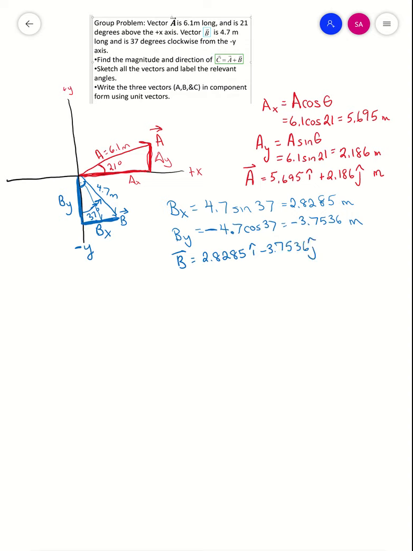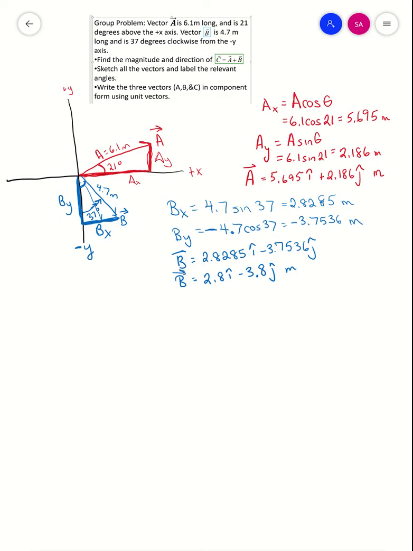And I guess if this were my final answer, I should round that to two significant figures. So I should say 2.8 i hat minus 3, let's see, that 7.5 is going to be rounded up, 3.8 j hat meters. All right, so there's my vectors in component form for A and B. Now I've got to do vector C.